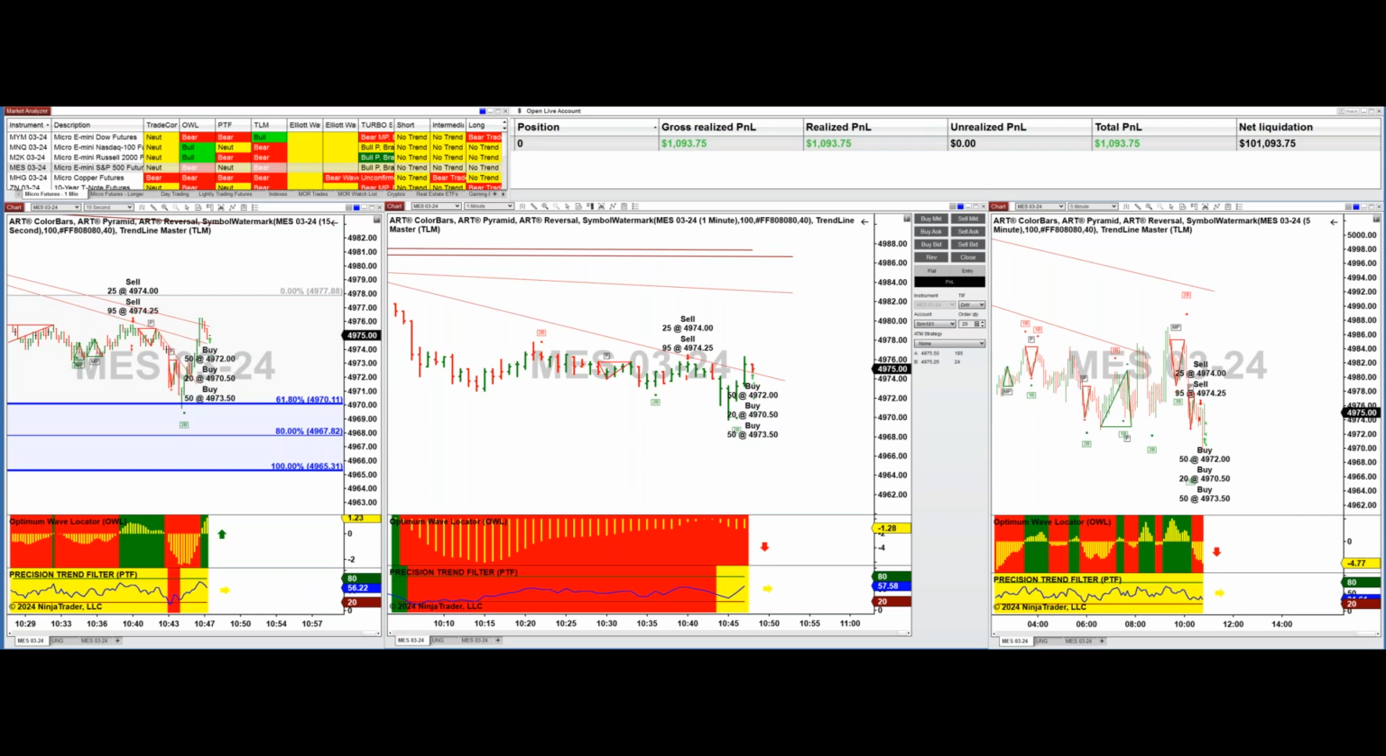Well, it's kind of fun because a lot of people don't realize that all the platforms will have simulated trading, even TradeStation. So use it. It's really great.